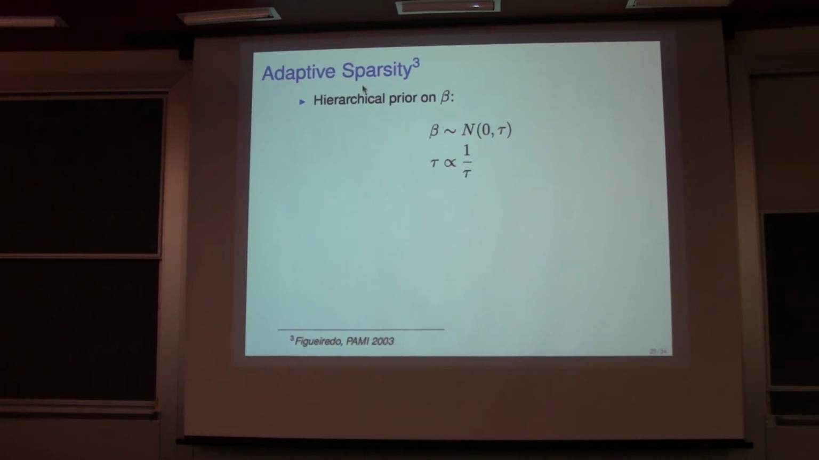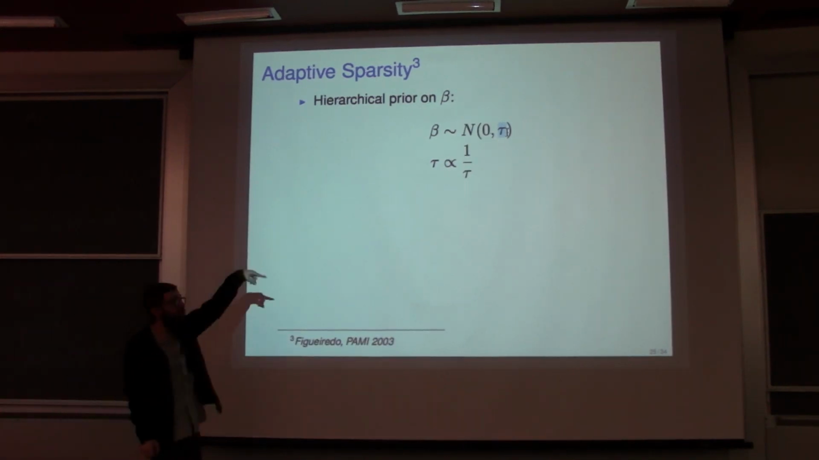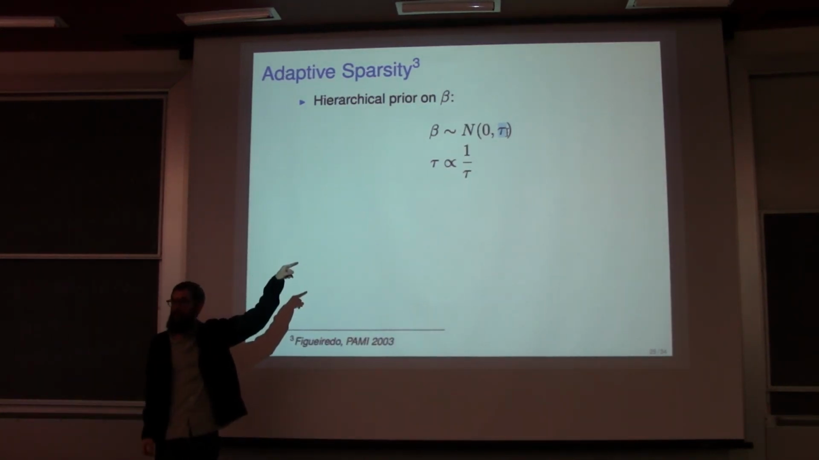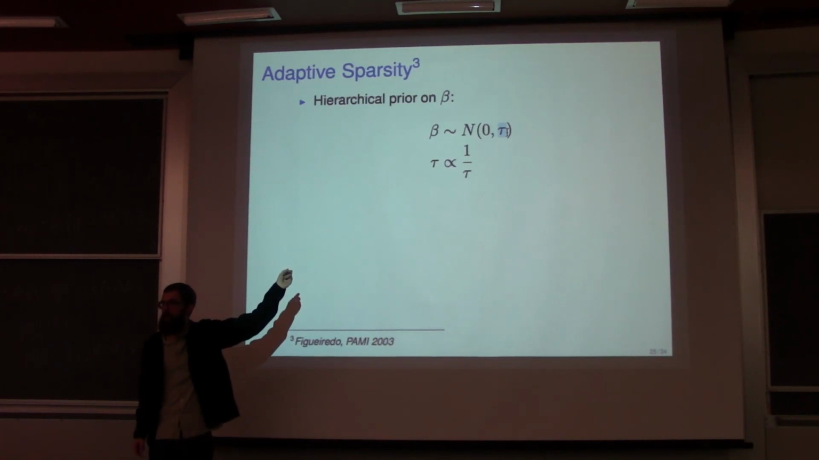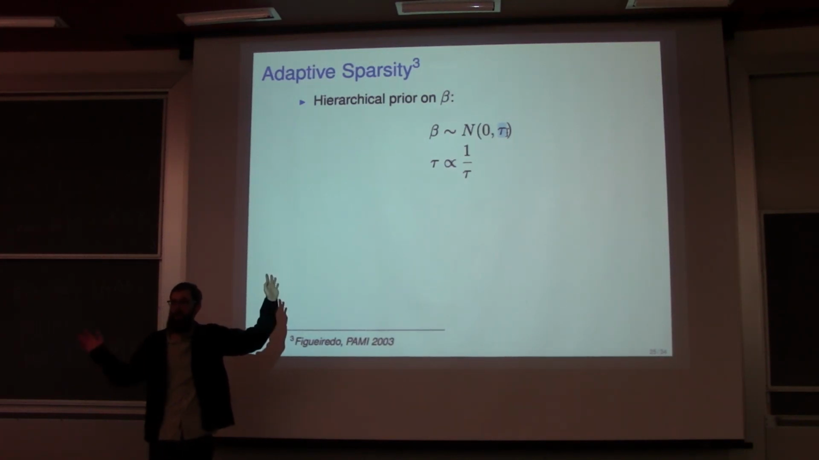So what we do in adaptive sparsity, what Figueiredo does, is he takes the beta, your coefficient, and gives it a Gaussian prior, just like we're doing here. But then the tau, which is the same thing we're calling the little lambda times identity, he then gives it a prior, and that prior is Jeffrey's prior. So it's 1 over tau. And so there's no parameter here.